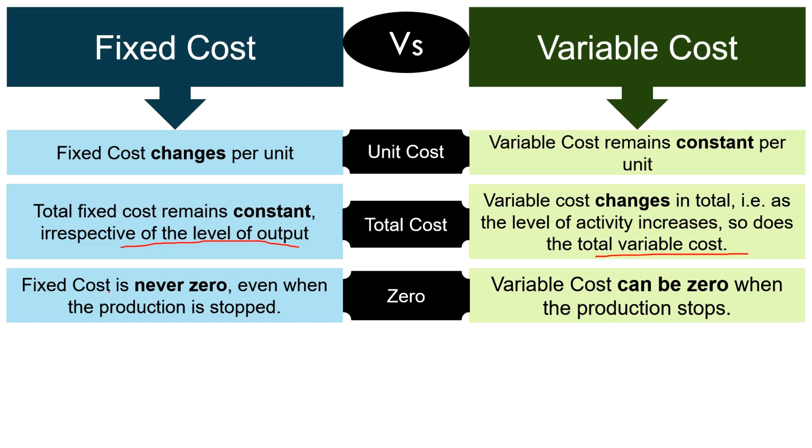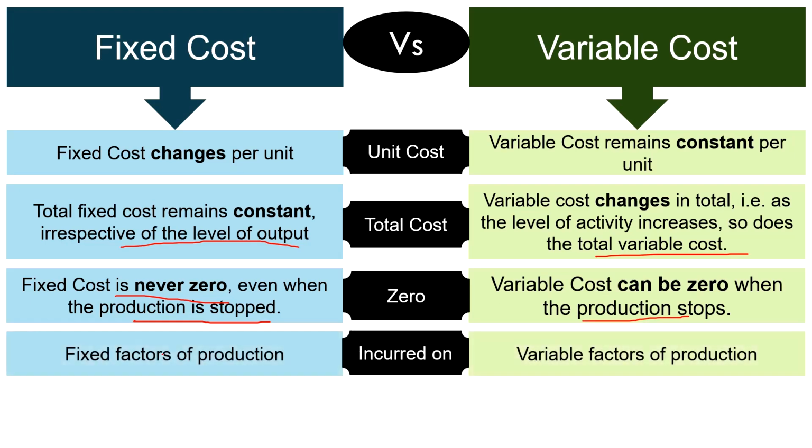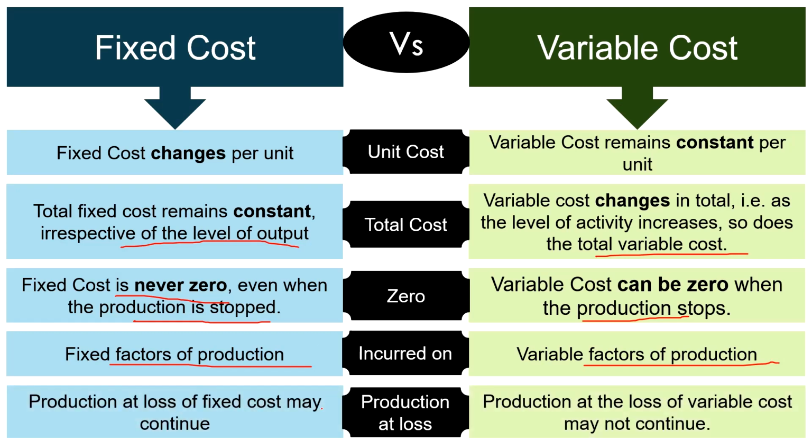Next, fixed cost can never be zero even when the production is stopped, as against variable cost, which can be zero when the production stops. Further, while fixed cost is incurred on the fixed factors of production, that is machinery, building, etc., variable cost is incurred on variable factors of production like material, labor, transport, etc. Next, production at loss. The firm can continue production even at the loss of fixed cost, but the firm may not continue production at the loss of variable cost.